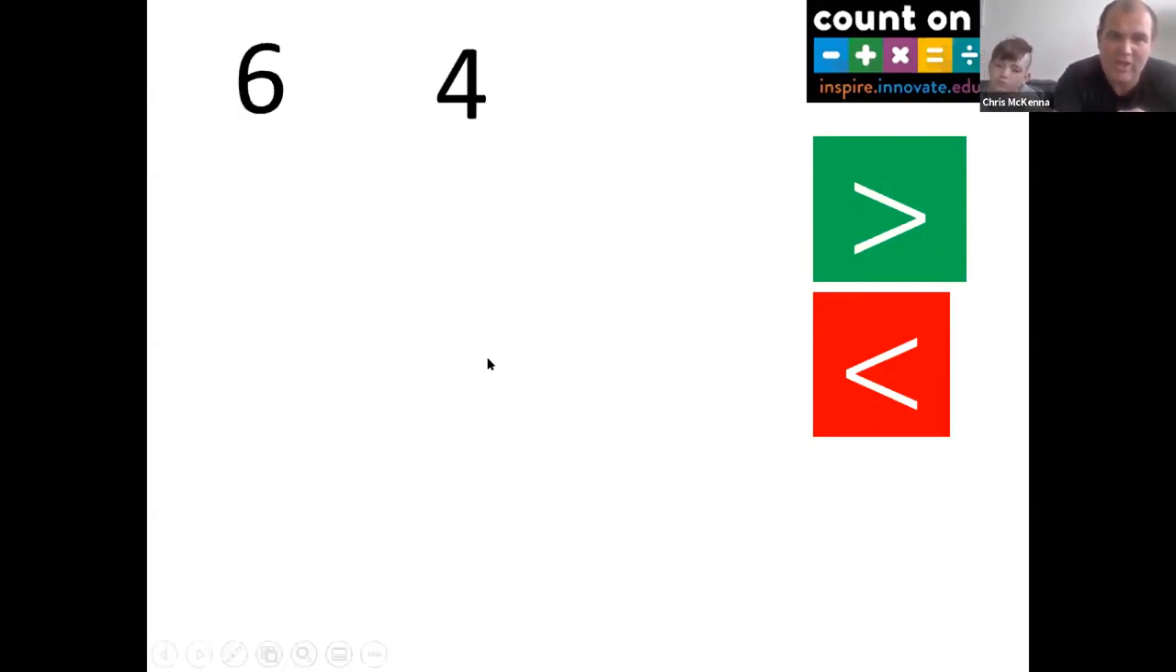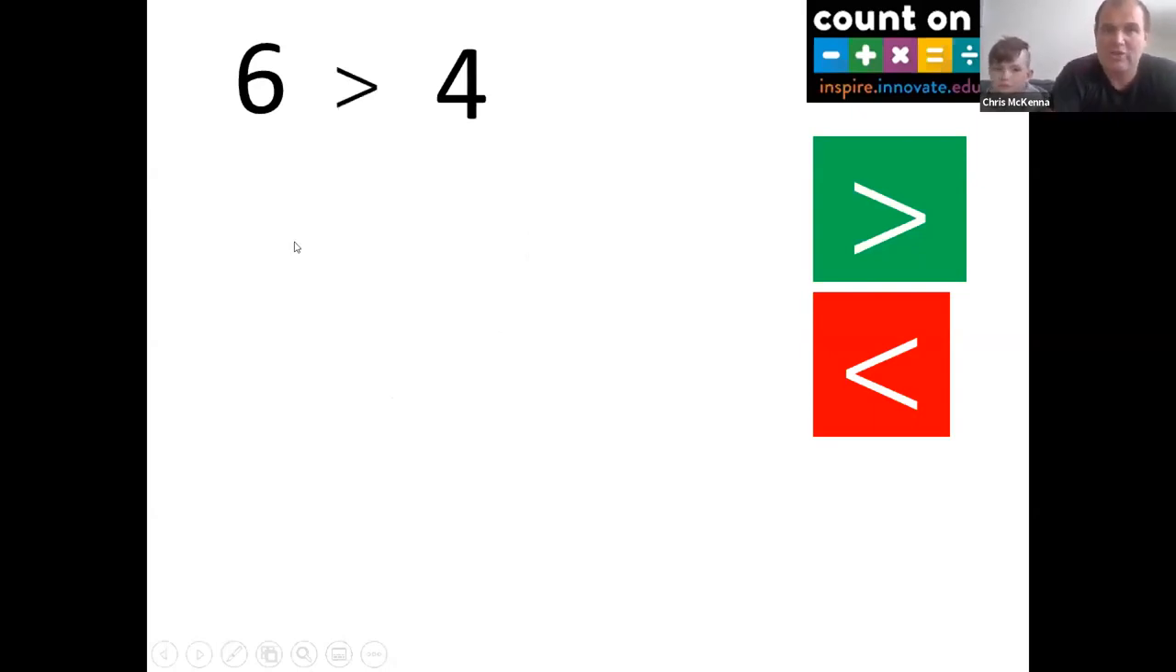So we'll try the next question. 6, something 4. So what sign is missing in here? Is it the more than sign or is it the less than sign? What do you think, Austin? More than. Good, so it's this sign here, so I'm going to put that one in. So 6 is greater than, or 6 is more than 4.